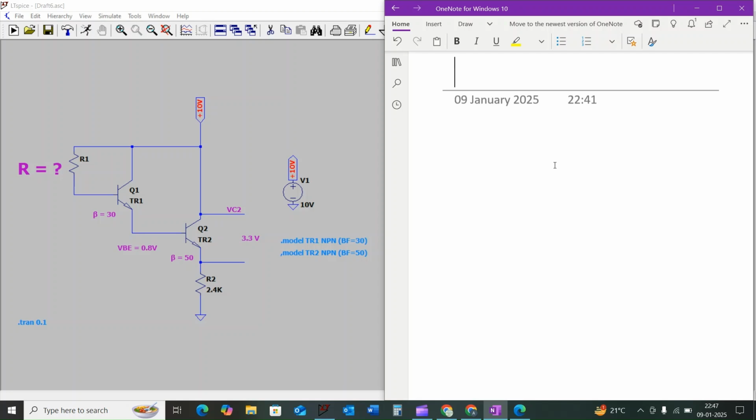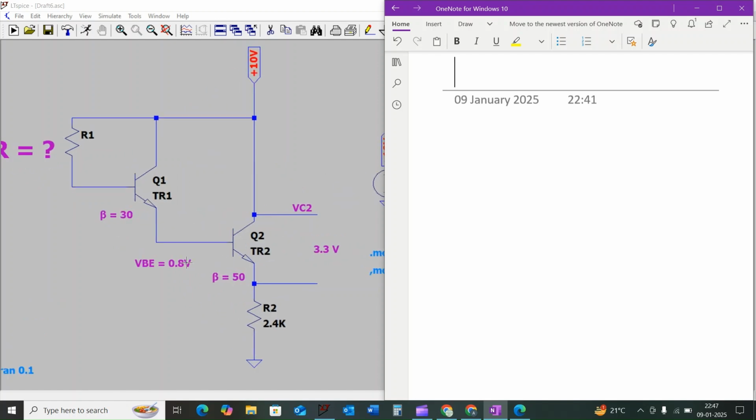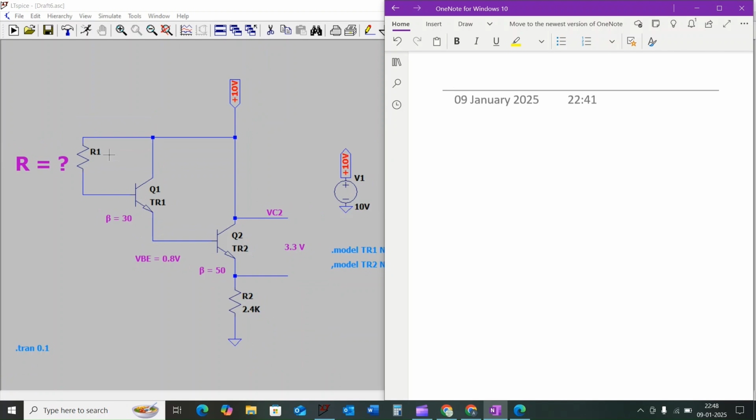Today we will discuss another Darlington pair circuit. Here we are considering the current gain of the transistor Q1 to be 30 and Q2 to be 50, and the base emitter voltage for each transistor will be 0.8 volt. Here we are going to find the base resistance value in such a way that we get 3.3 volt across the collector to emitter of transistor Q2.